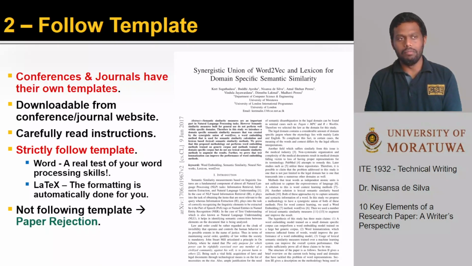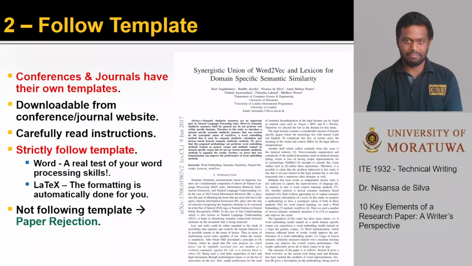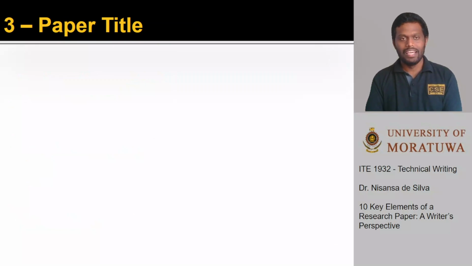In many cases, not following the template might result in a desk rejection. A desk rejection is where the editor or the track chair rejects the paper without even sending it to the reviewers to measure the technical merit of it. So it is very important to follow the template so that your paper would not face such a fate. The next important point to look at is the paper title.